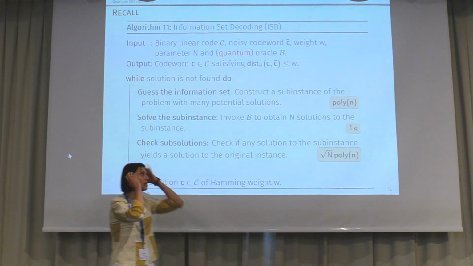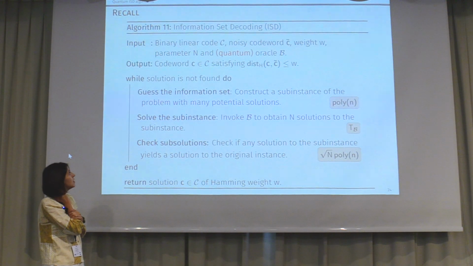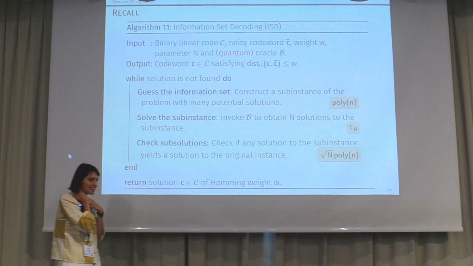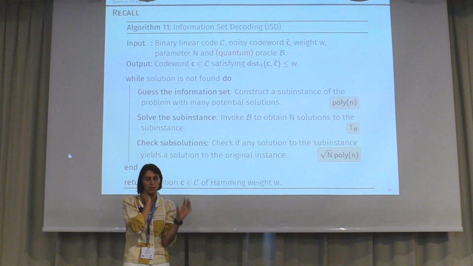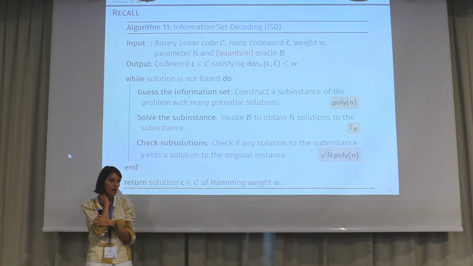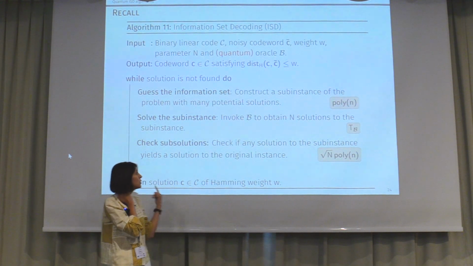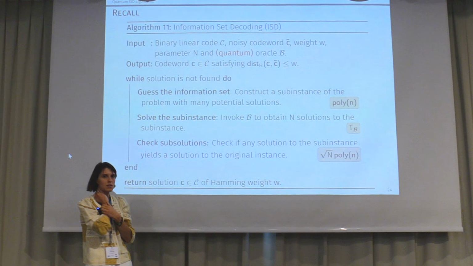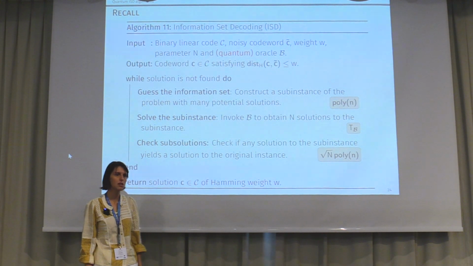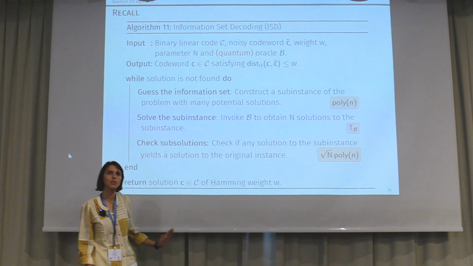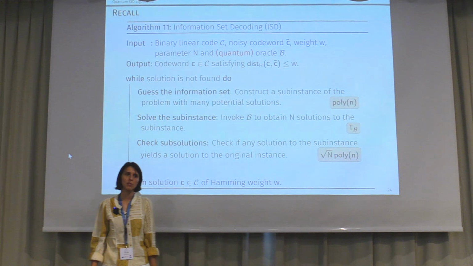So let us recall how information set decoding looks in the classical setting, or in general, any setting. We again have an instance of the decoding problem as the input, and also require the solution to this problem in the output. And we have these 3 steps. The first one is guessing the information set. This part can be done efficiently in polynomial time, so we don't need to actually improve it that much. Then we have solving the subinstance of the problem.